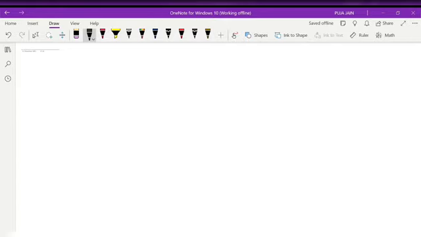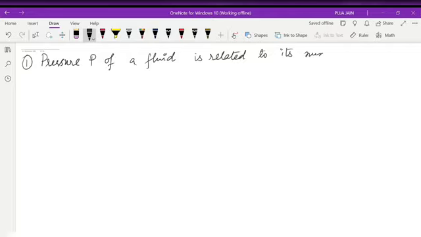So first question is that pressure P of a fluid is related to its number density as P equals A rho plus B rho square, where A and B are constants.